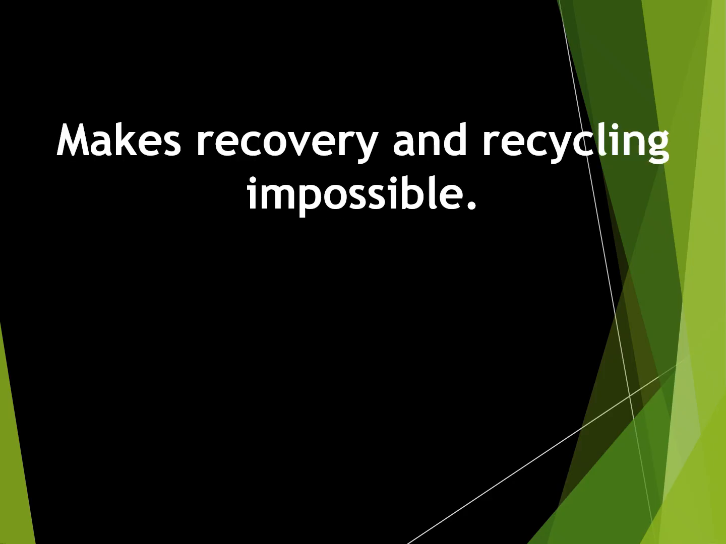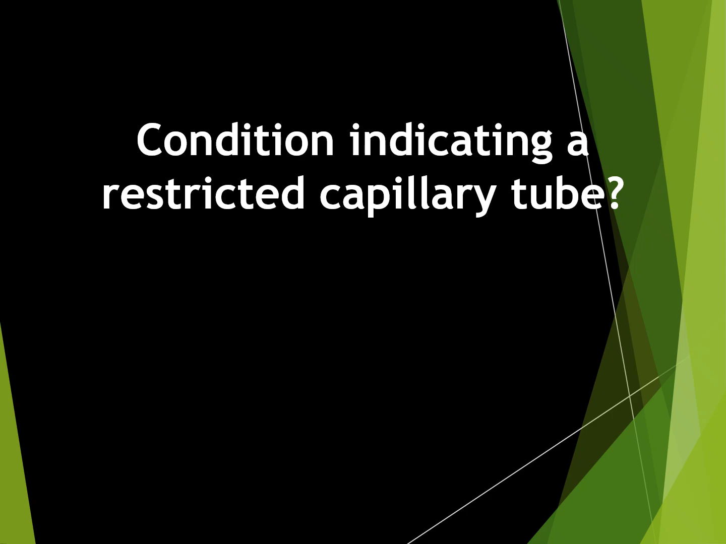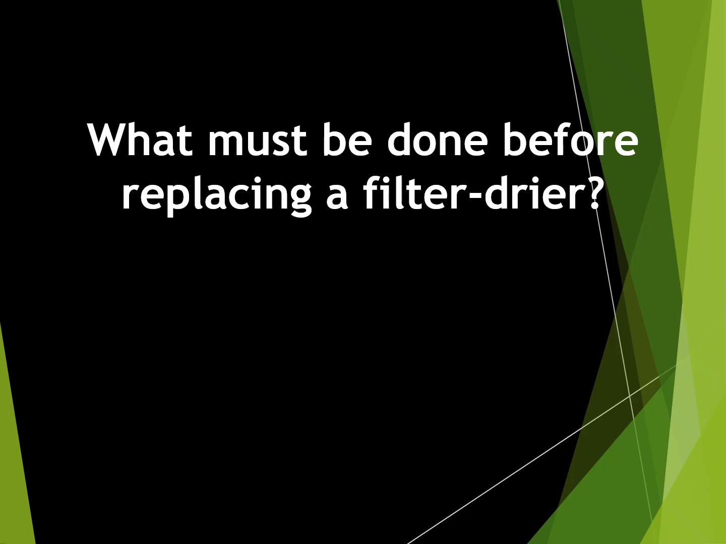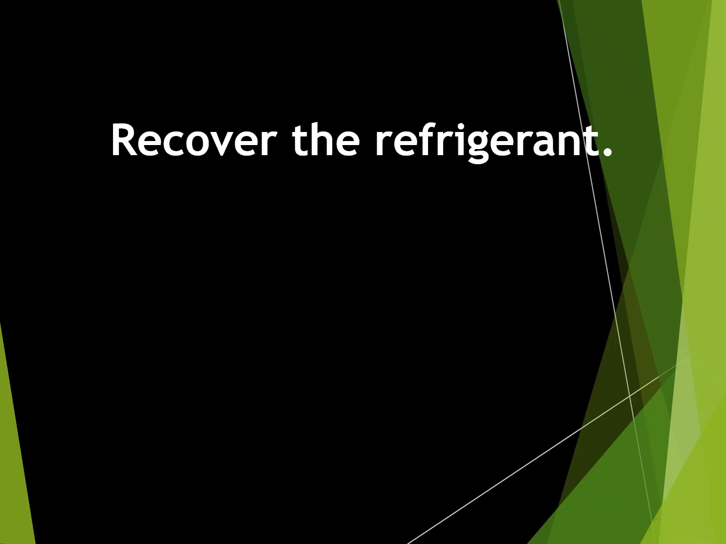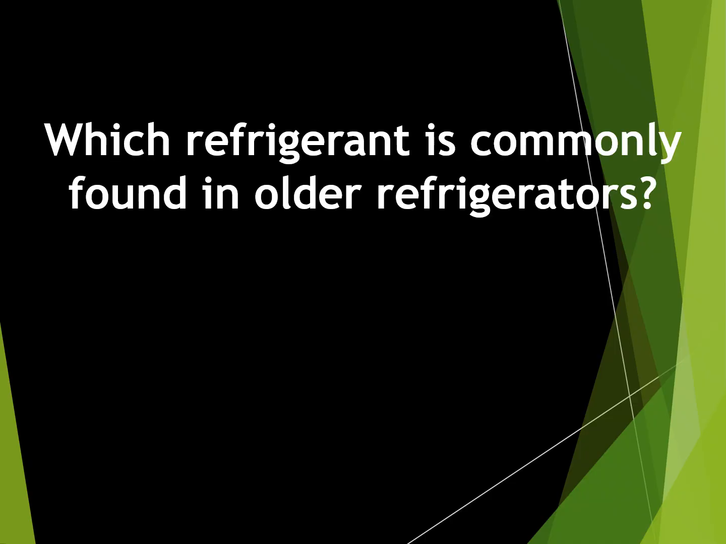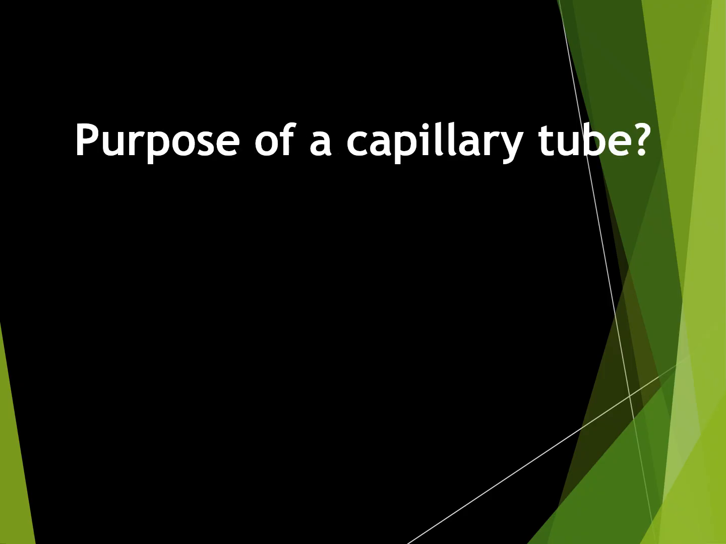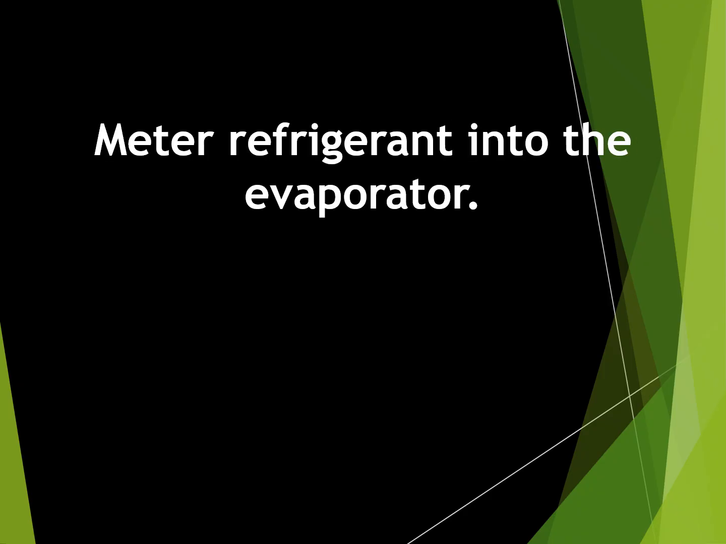Why avoid mixing refrigerants? Makes recovery and recycling impossible. Condition indicating a restricted capillary tube. Low suction pressure. What must be done before replacing a filter dryer? Recover the refrigerant. Which refrigerant is commonly found in older refrigerators? R12. Condition indicating system overcharge. High head pressure. Purpose of a capillary tube. Meter refrigerant into the evaporator.